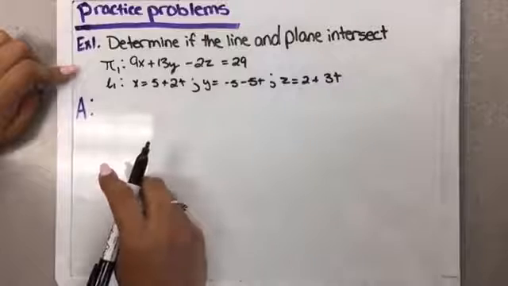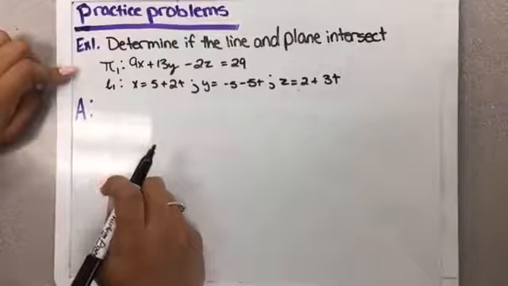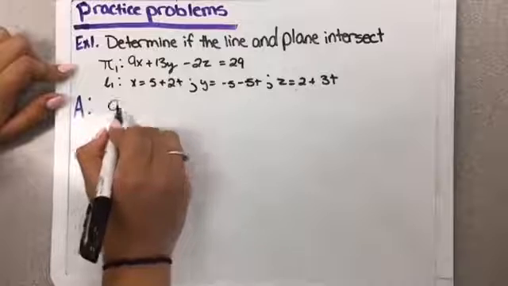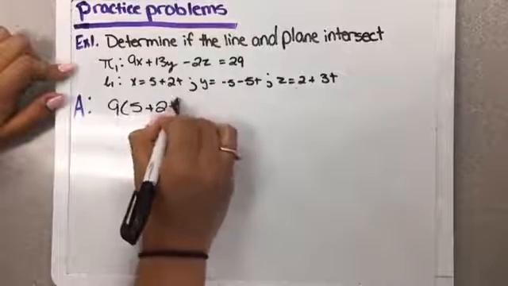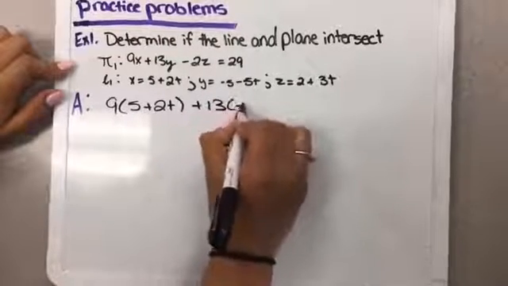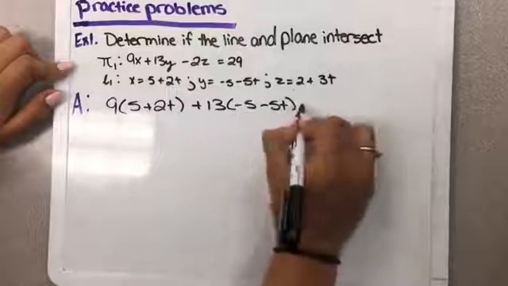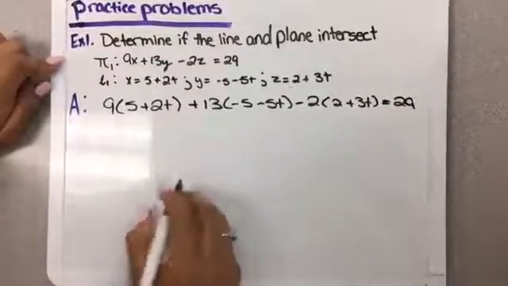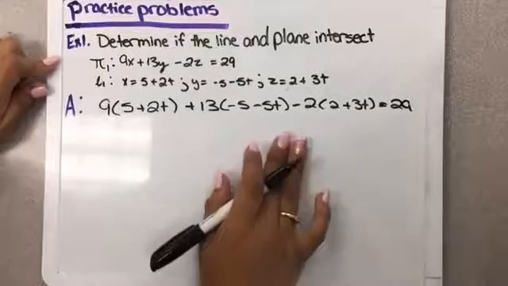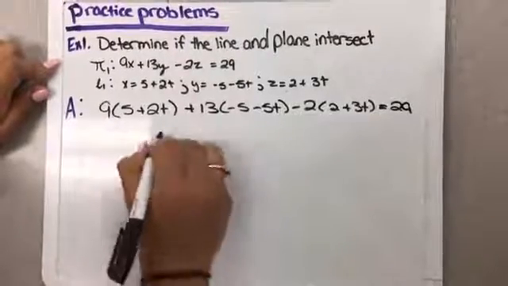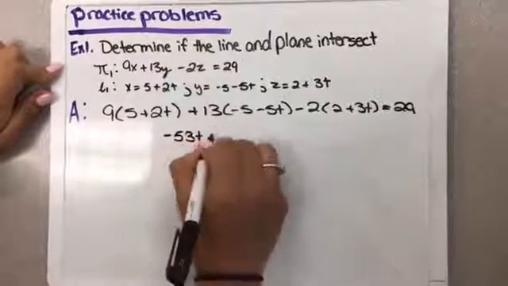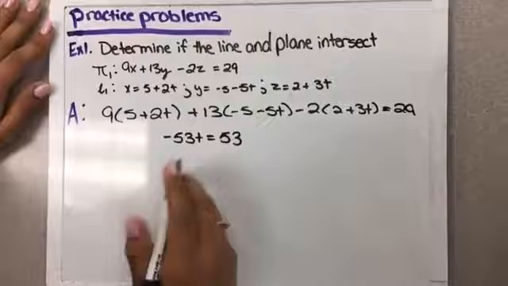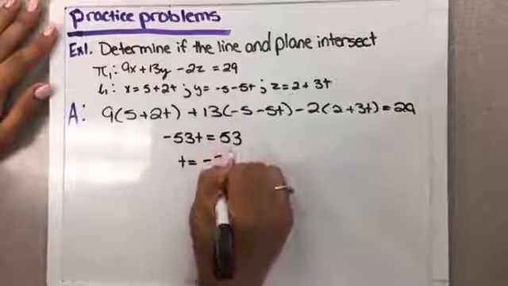In order to figure this out, this is very simple. All we have to do is sub the line equation into the scalar equation of the plane. So we're going to get 9(5 plus 2t) plus 13(negative 5 minus 5t) minus 2(2 plus 3t), and all of it is going to equal 29. This is very simple substitution. Now all we have to do is expand, and when we expand, we're going to get negative 53t equals 53. Now all we have to do is solve for t. Very simple. So t is going to give us negative 1.